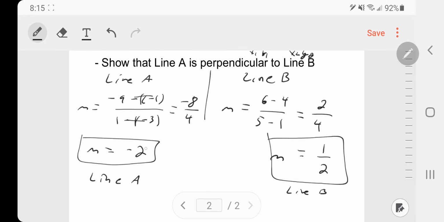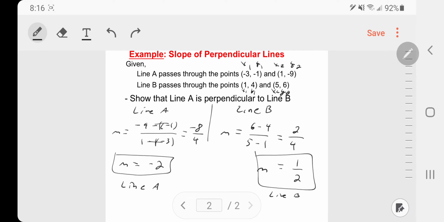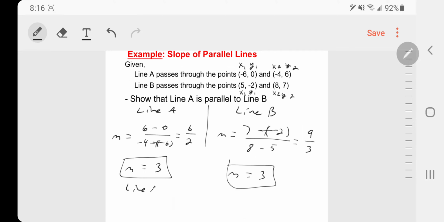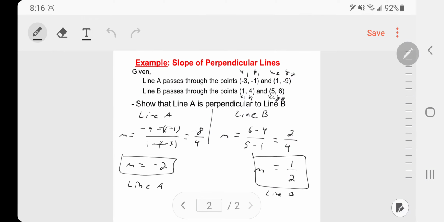If we notice, -2 and 1/2 are opposite reciprocals of one another. That means that if you take -2 over 1, flip it and change the sign, you get the slope of our second line. So this proves that these two lines are perpendicular. Again, in the first one, line A and line B had the same slope, meaning that they were parallel. In the second one, they had opposite reciprocal slopes, meaning that they are perpendicular.